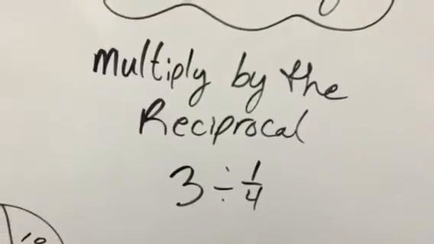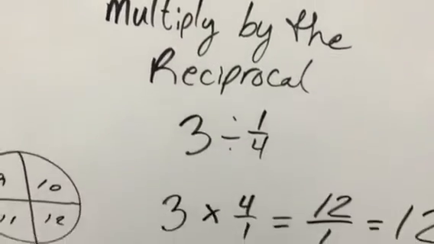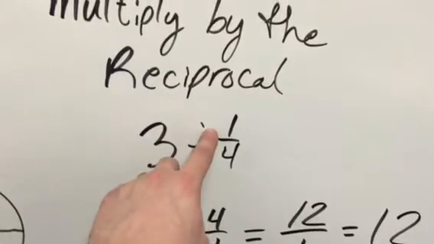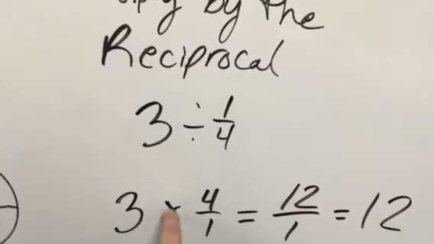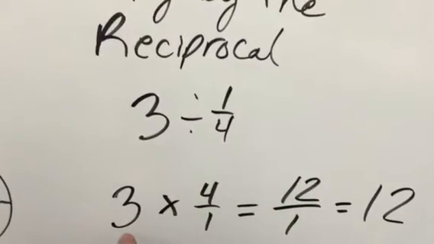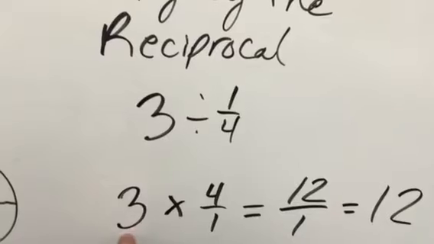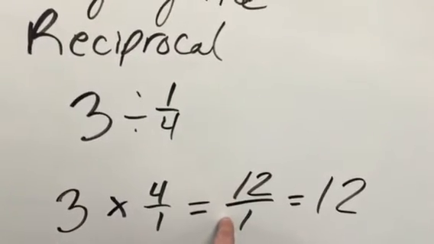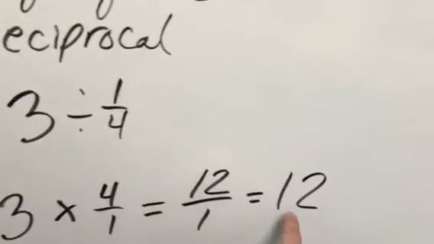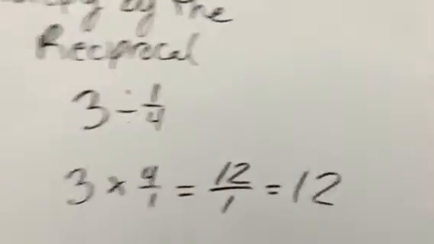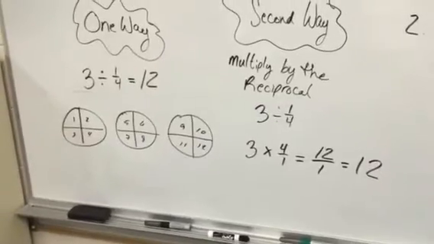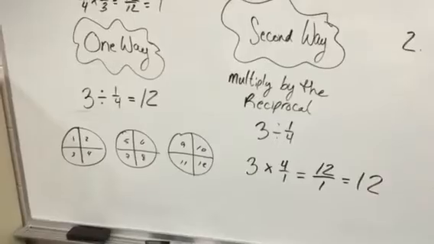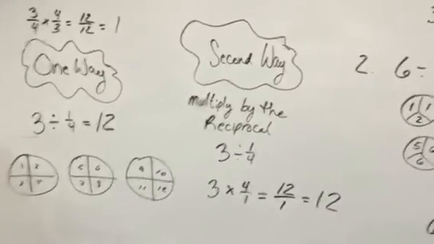3 divided by 1/4. I would write that as 3 times 4/1, because remember 4/1 is the reciprocal of 1/4. So 3 times 4 is 12. We know that 3 is the same thing as 3/1, so 1 times 1 is 1. And we know that anything over 1 is itself, so 12/1 is equal to 12. Notice how I have 2 different ways that I solved the same problem and got the same answer. Let's look at the guided practice.